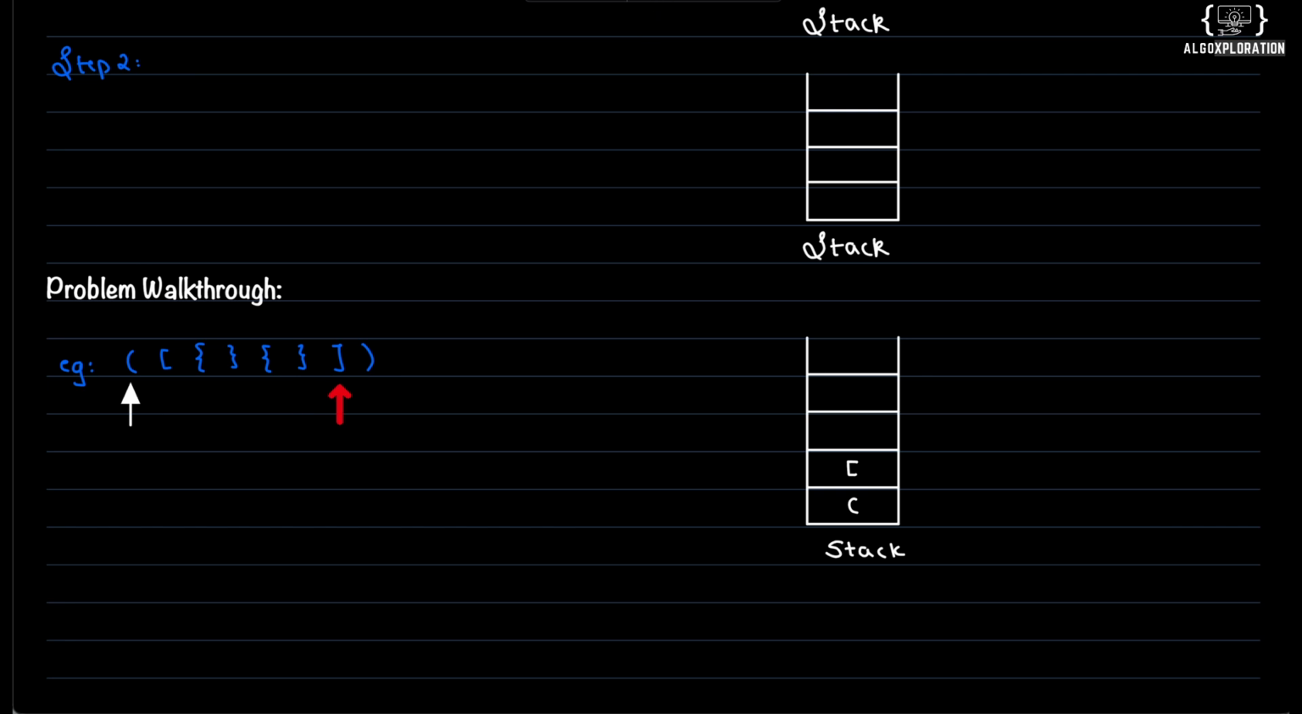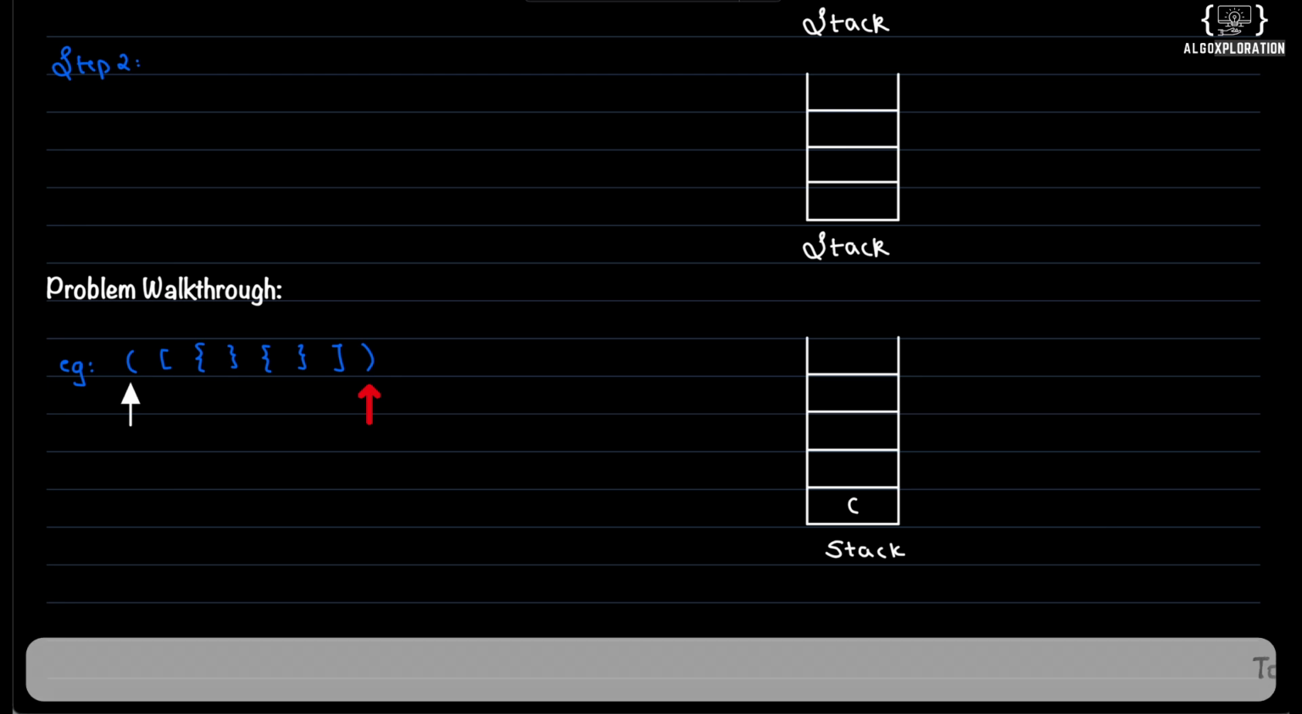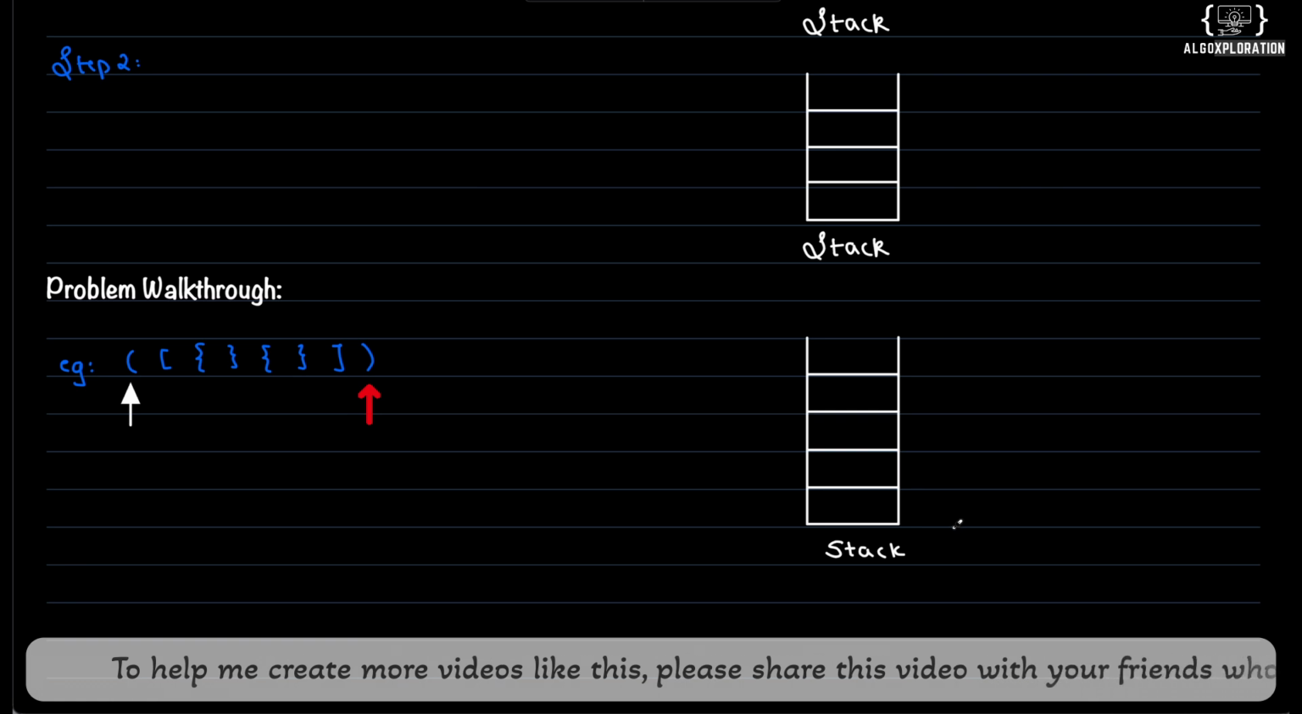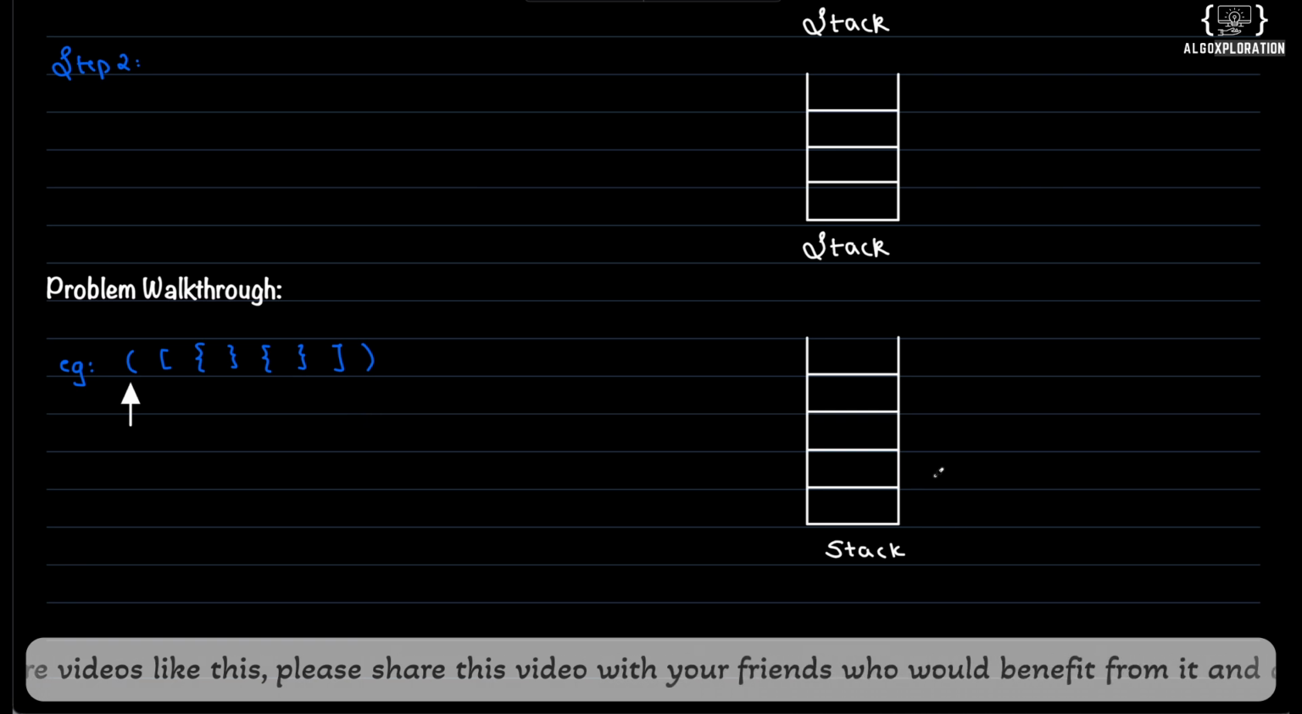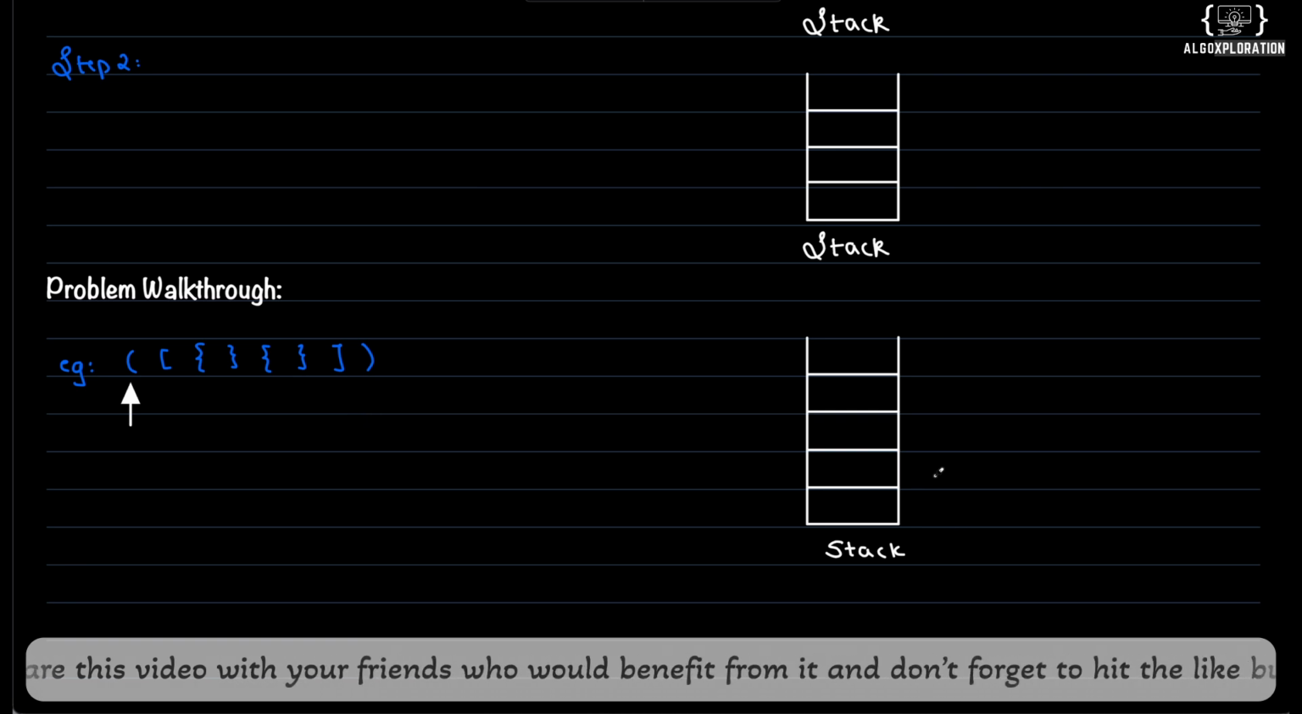If you move forward, this is a closing square brace, which matches the top of the stack, that too an opening brace. So I'll pop this. And at the last, I see a closing round brace, which matches the top of the stack, the opening one. So I will simply pop it. When I see that the stack is empty, I will return true. Okay, so in this way, we are going to solve this problem.